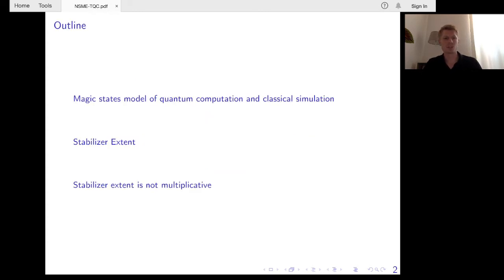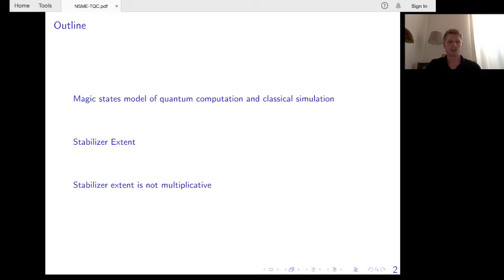Okay, so what's the outline of the talk? First I will talk about the magic state model of quantum computation and classical simulation. Then I will introduce the stabilizer extent as a powerful tool for classical simulation algorithms of quantum algorithms. And we will not talk about how the classical simulation works. We will treat this as a black box during the talk. It's more about the stabilizer extent and its properties. And then I will come to our main result that the stabilizer extent is not multiplicative. And I will talk about implications of the result and a little bit about the proof techniques.